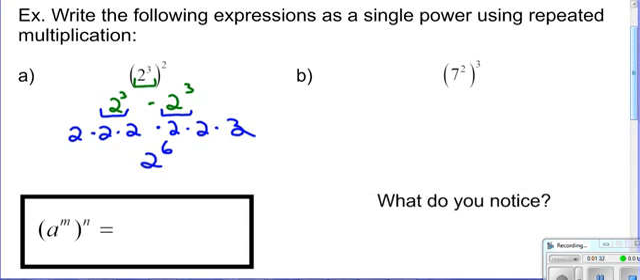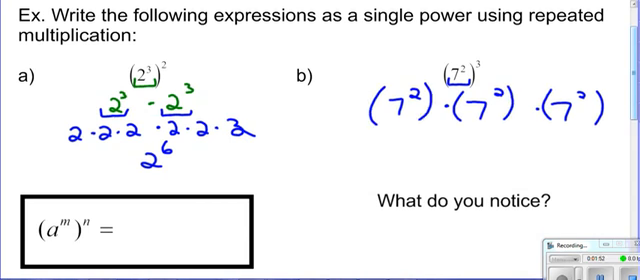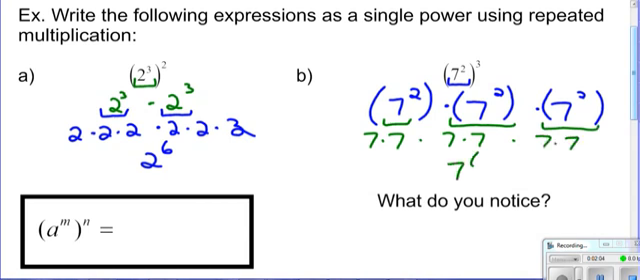Okay, looking at B. Again, looking for our base. Our base is inside the brackets. So 7 to the power of 2 is going to be repeated 3 times. So 7 to the power of 2 times 7 to the power of 2 times 7 to the power of 2. I can use brackets or not because it's a positive base. Then we've got 7 to the power of 2 times 7 to the power of 2 times 7 to the power of 2. So again, our base is 7 and it's being repeated 6 times.